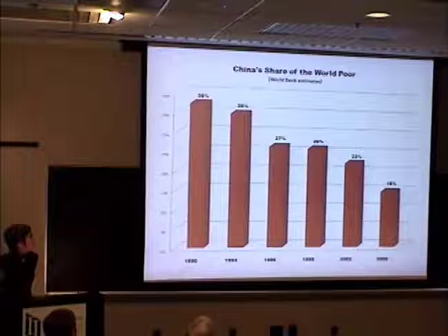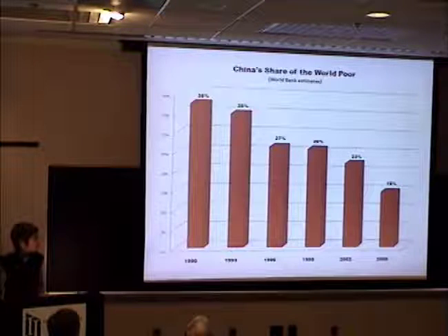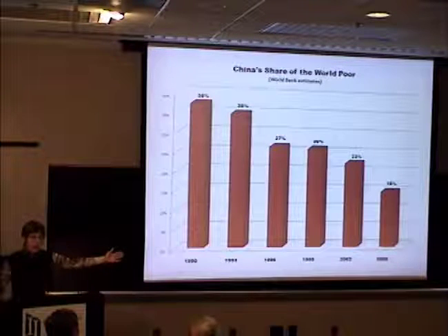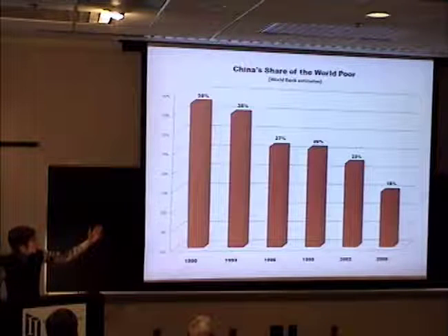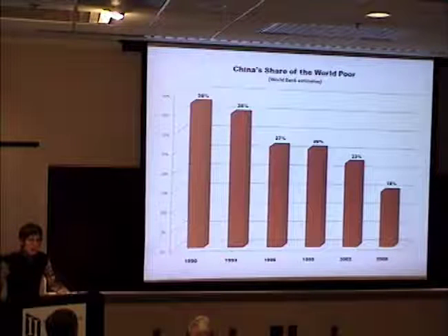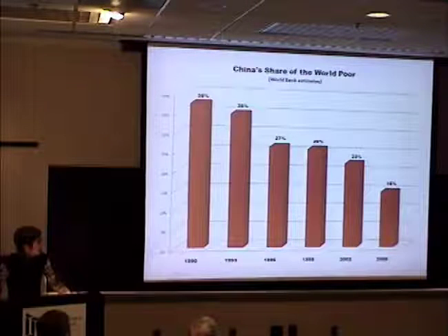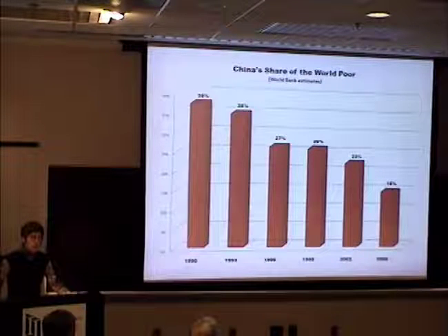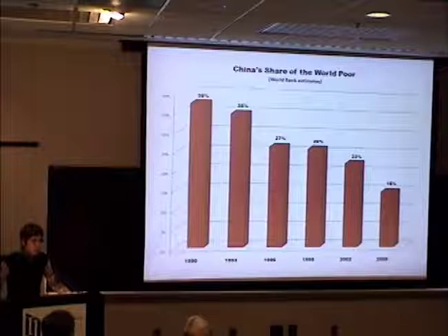China's share of the world poor has declined over time, and it's continued to decline since 2002. These are just numbers through 2005, the latest numbers for which I have this, from the World Bank estimates. But you can see that in 2002, China had over 20% of the world's poor. In 2005, it had 15%, which suggests that poverty reduction in China is occurring more rapidly than elsewhere in the world on average.